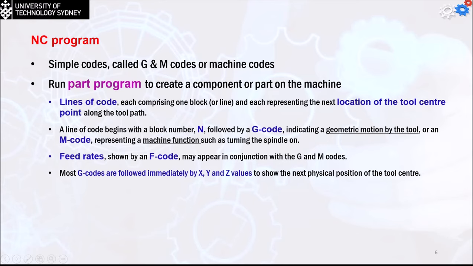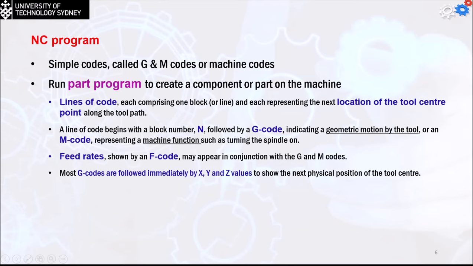The line of code begins with the block number N, which defines the number of this line or block. Then it is followed by a G code indicating the geometric motion of the tool, or an M code representing machine functions such as turning the spindle on or off, or even the cooling fluid or lubricant.